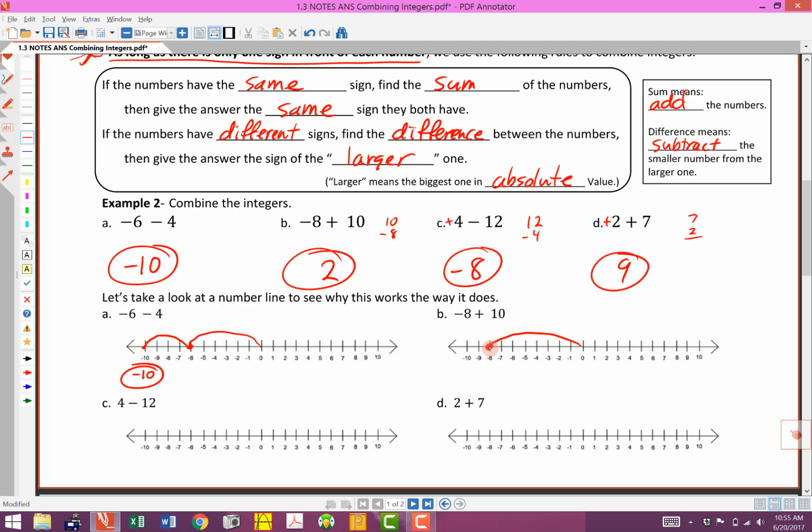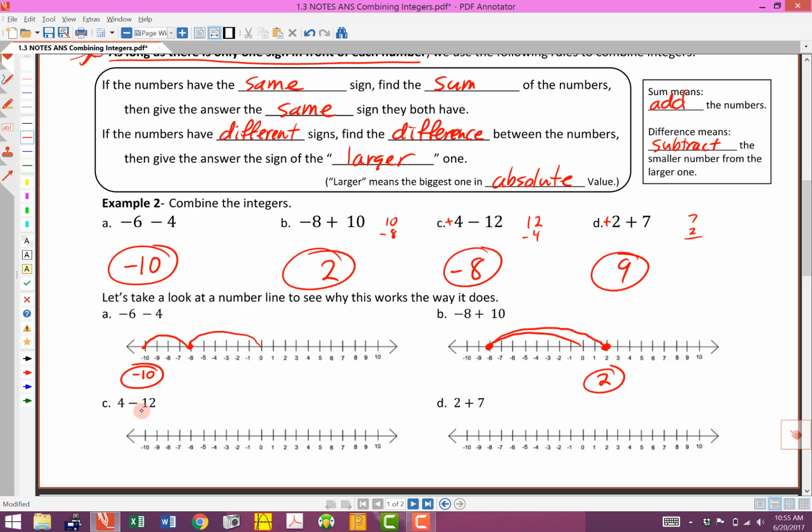So if we add 10, if we go to the right 10 units, there's 8 of them, and there's another 2. That gets us to 10. Okay, so that means where we would end up is we would land on +2. Same answer as we got there.